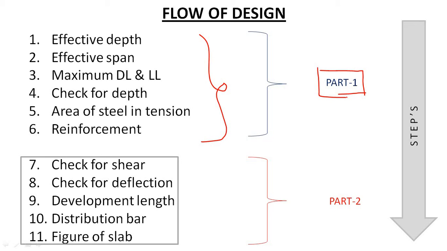We will now focus on part 2, which contains the continuation of part 1, which includes a shear check, then deflection check, development length, distribution bar, and figure for the one-way continuous slab.